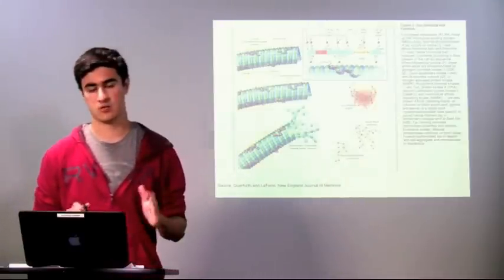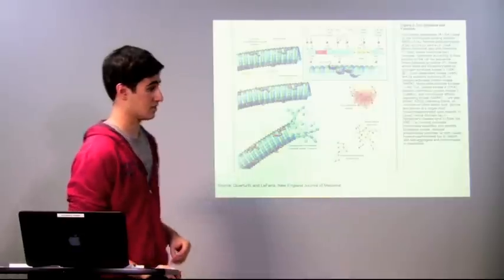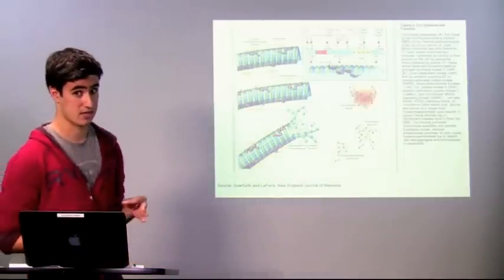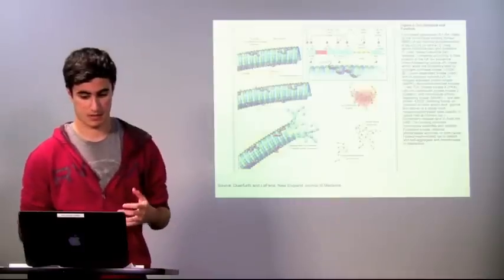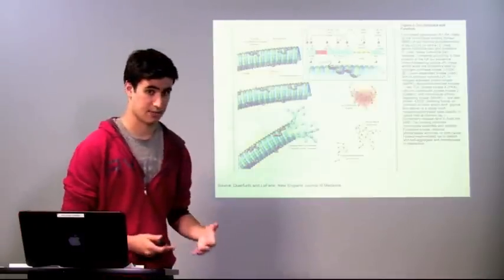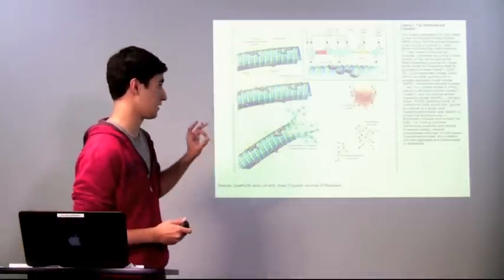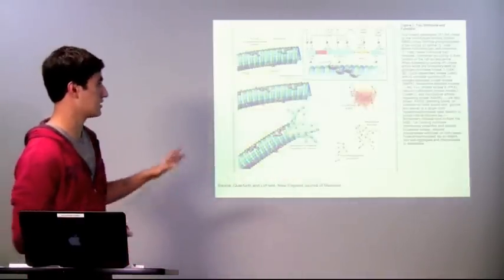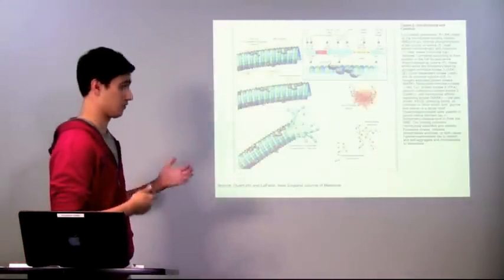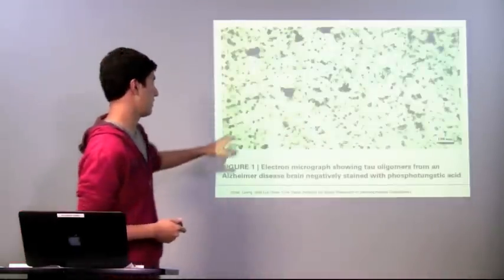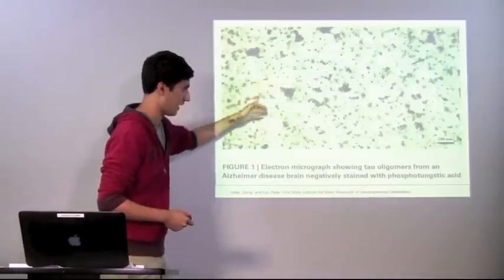Now, not too much is known about tau, but it is almost always present in an Alzheimer's affected brain and is actually a major pathological marker, a major way that they identify Alzheimer's in people when they diagnose it. These neurofibrillary tangles are always there. And in this next slide, I'm going to show you a picture of a neurofibrillary tangle. You can clearly see here these darker spots are the clumps of tau.